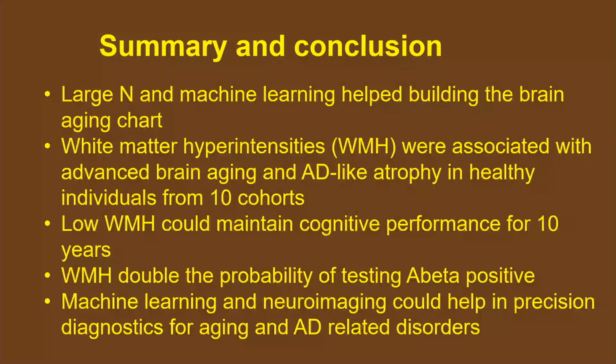So in summary, large N would help machine learning models to be robust, and white matter hyperintensities seem to be associated with accelerated brain aging. We have seen that in a single cohort, we have seen that in 10 cohorts, and we keep seeing that. AD-like atrophy as well is associated with white matter hyperintensities. Not only that, but those lesions were associated with lower cognitive performance. They could double the probability of testing A-beta positive, and overall machine learning and neuroimaging could help in precision diagnostics.